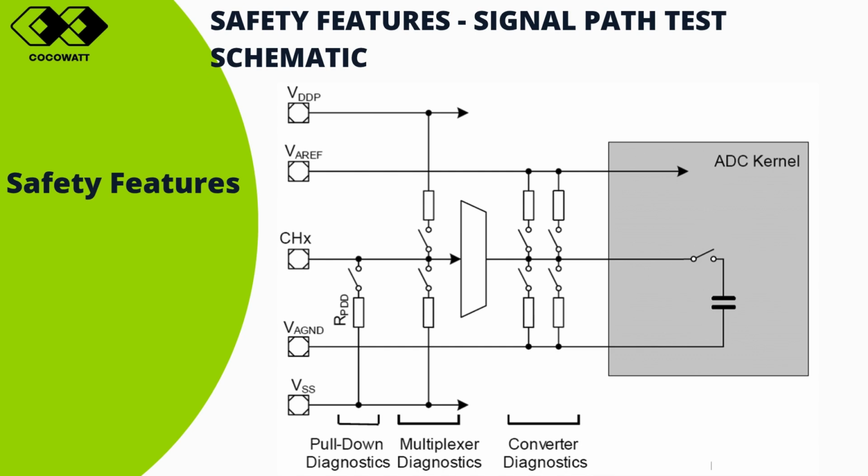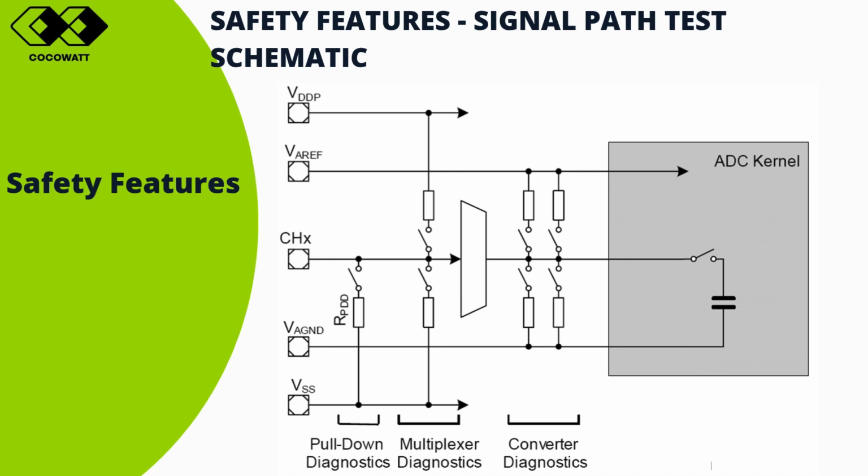Additional test structures can be activated to test the signal path from the sensor to the input pin and the internal signal path from the input pin through the multiplexer to the converter. These test structures apply additional loads to the signal path. Pull down diagnostic. One single input channel provides a further strong pull down that can be activated to verify the external connection to a sensor.